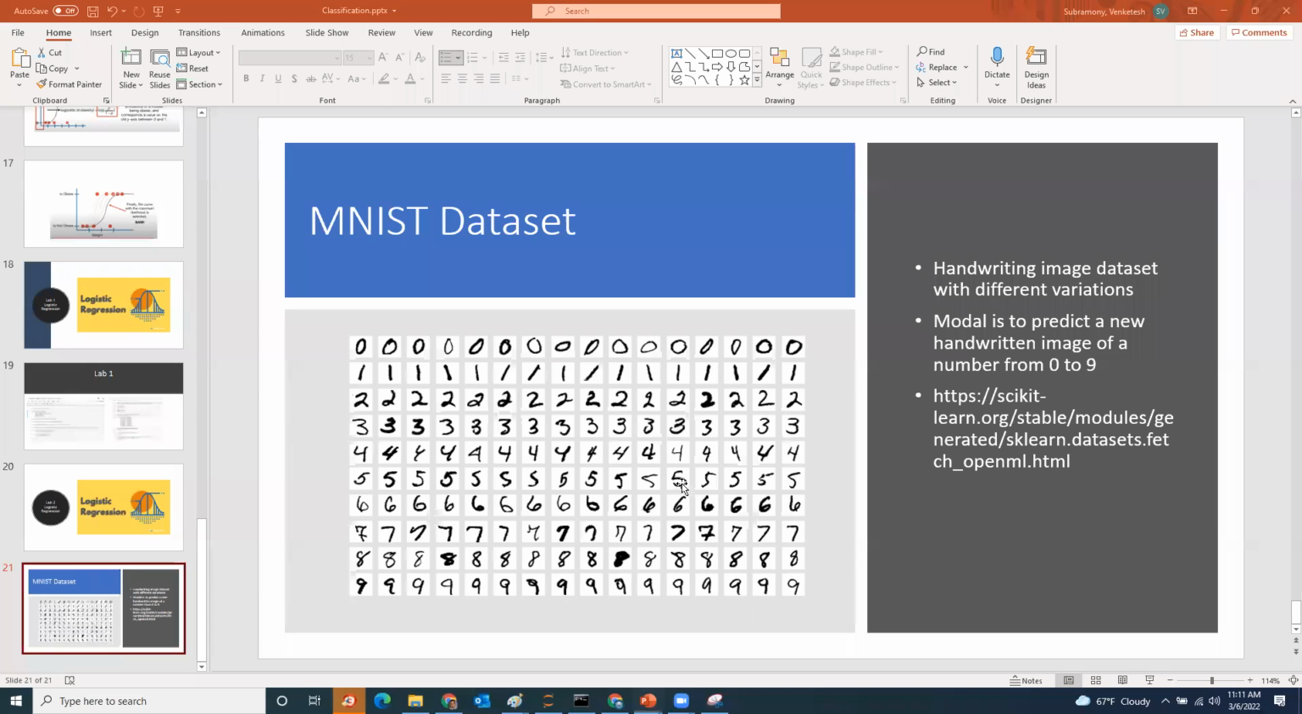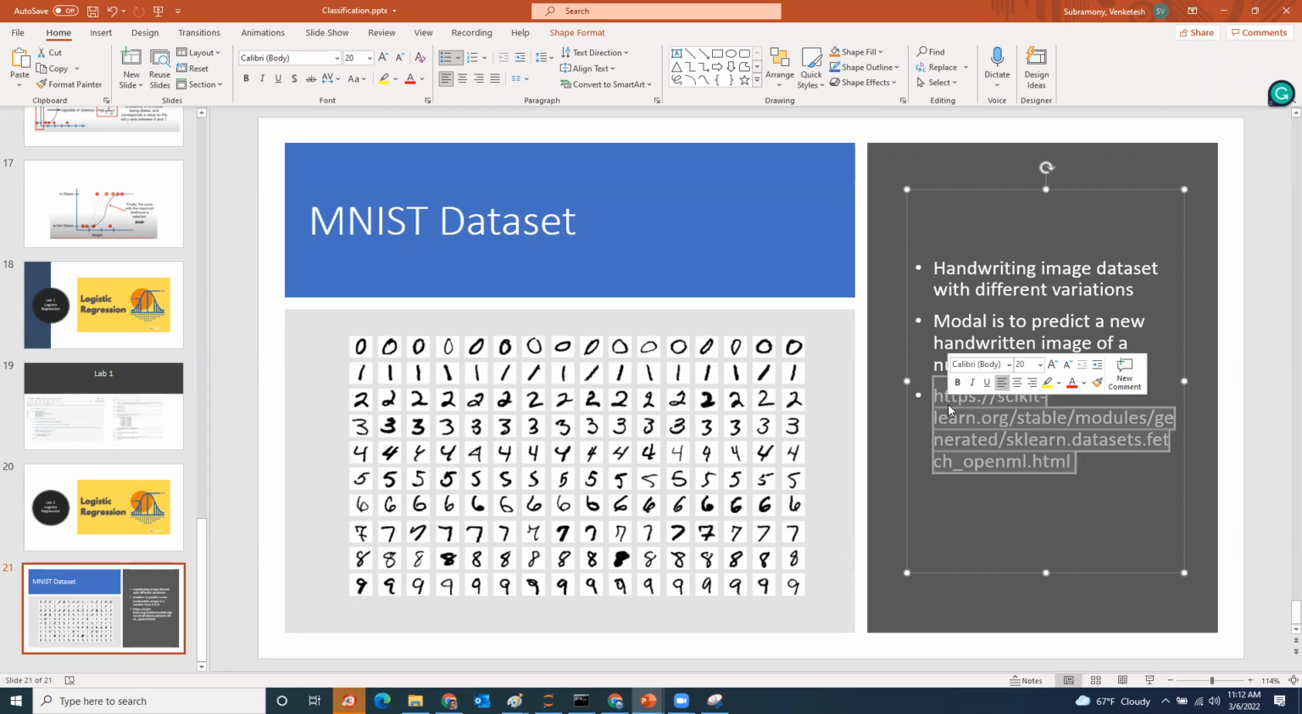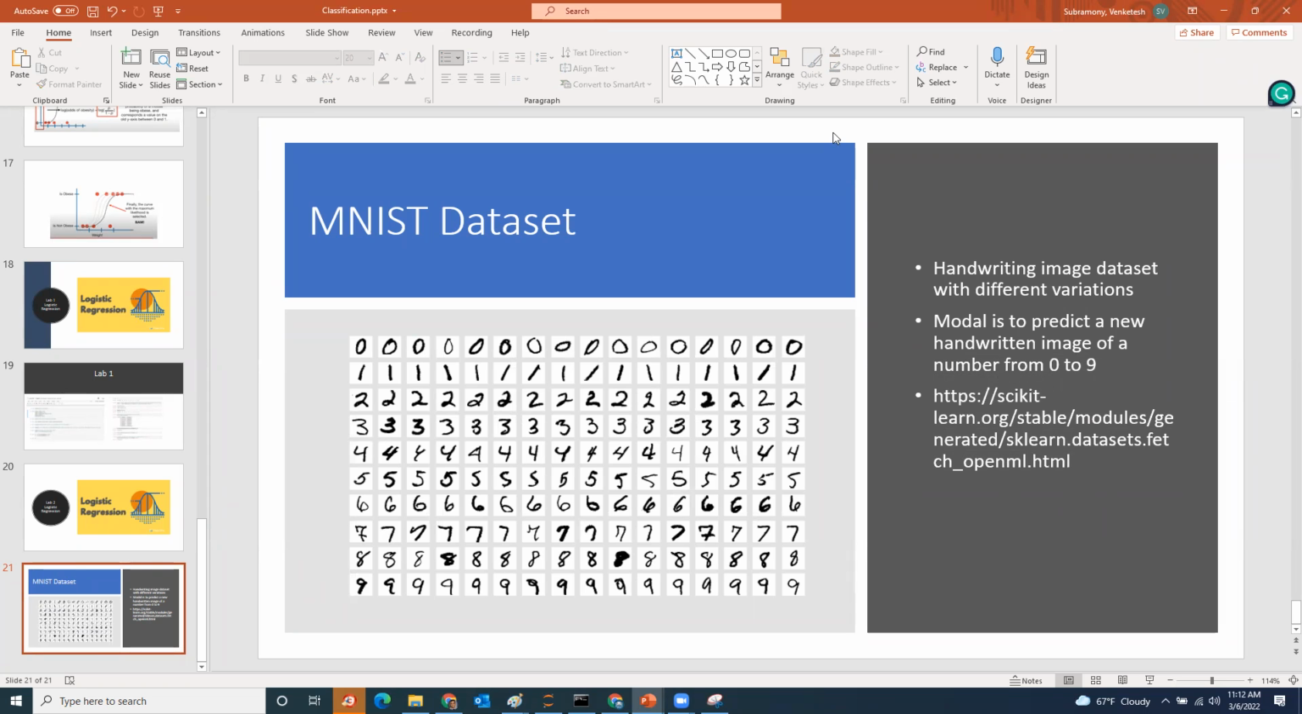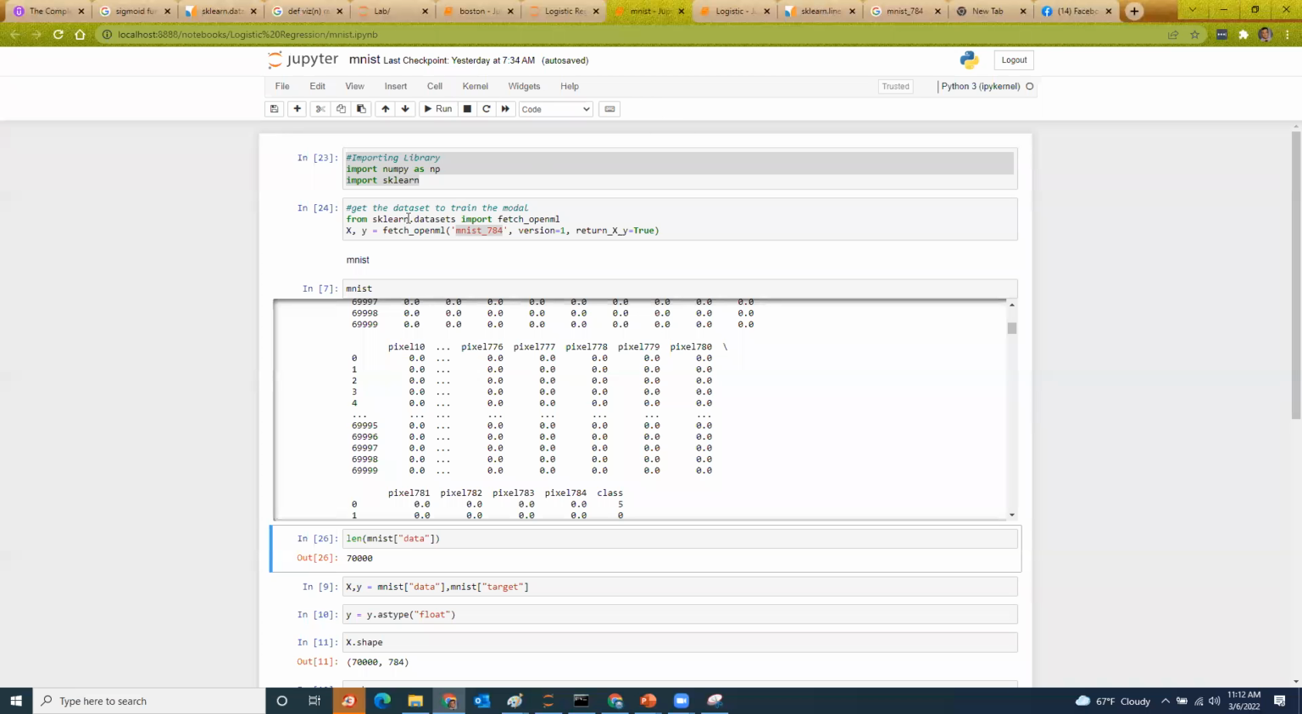So for learning purposes, you can go to this module and see all the OpenML data sets, what all the data sets available, because there is a lot of data sets available. You can make use of it while learning, right? So in this example, what we did was, we are importing the data.